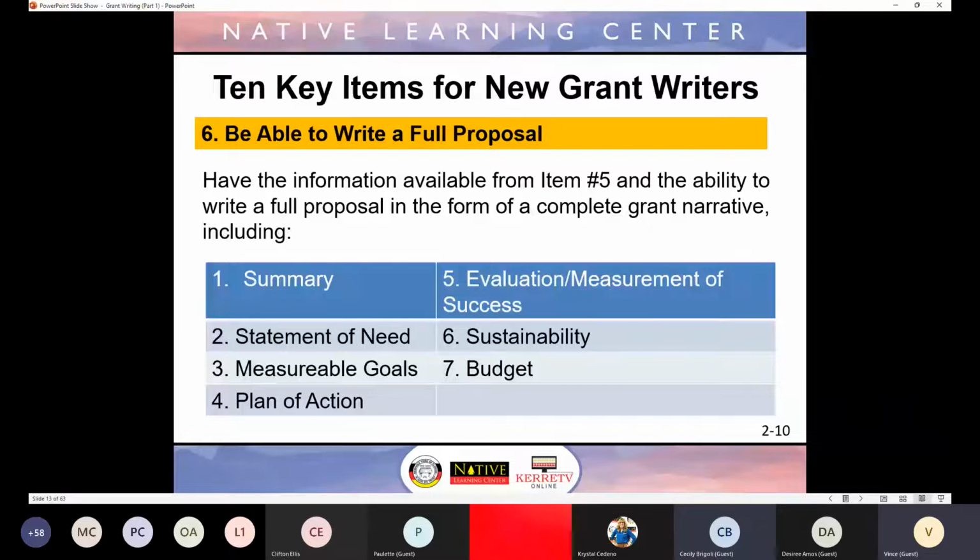Of course, you can't do the budget if you don't know what your need is and you don't know what your goals are and you don't know what your plan is. You cannot accomplish number 7. So these are all prerequisites. These are all part of the proposal.